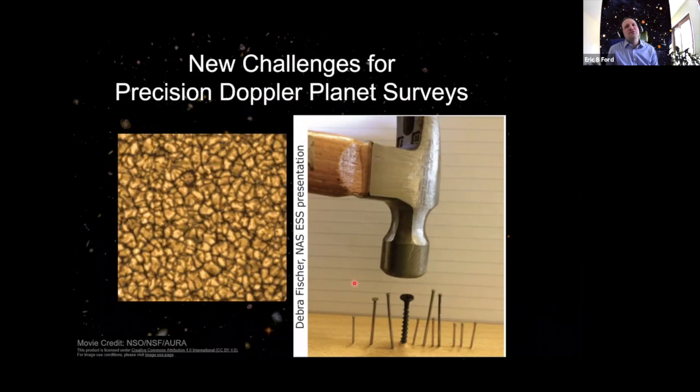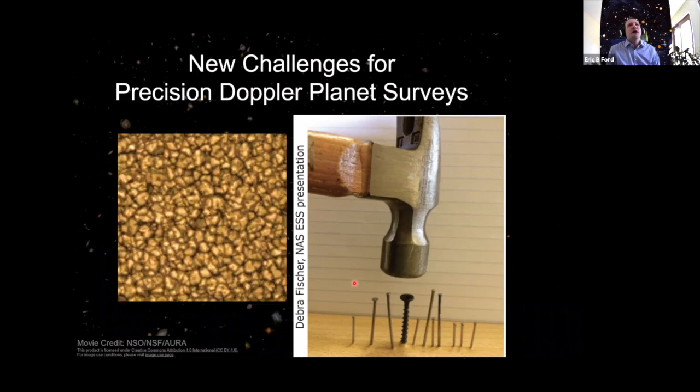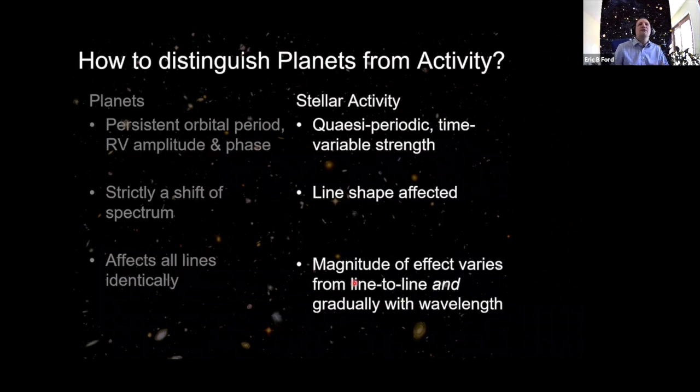And so this has led us to think about how we are going to distinguish planets from activity. The good part is for planets, you understand them very well. And so you know that there should be a persistent orbital period, amplitude, and phase. It's purely a Doppler shift. Every line is doing the same thing. But stellar activity is going to be different. It won't be perfectly coherent. Line shapes can change, and there can be differences from line to line.